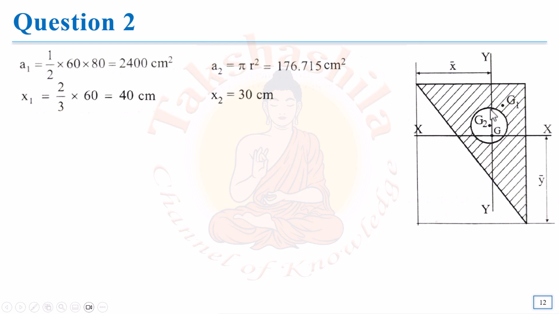x2 is directly given in the question, and we have seen the distance from this edge as well as this edge to the center of this circle was 30 units or 30 centimeters. So x2 in this case will be the distance from this y-axis to the center point, which was directly given in the question as 30 centimeter itself. Now what we need is y1 and y2.